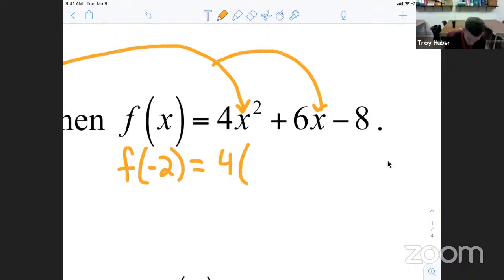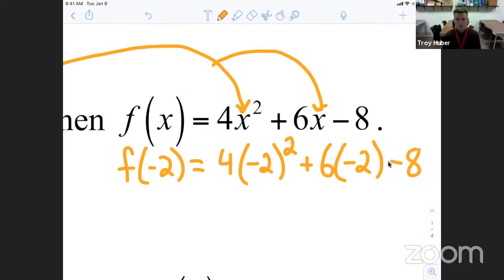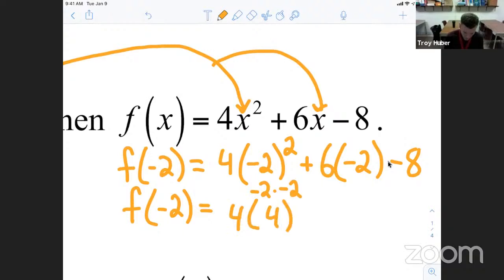So I have 4 times (-2) squared plus 6 times (-2) minus 8. Whenever I plug in a number, I always put it in parentheses just to show that that's what got plugged in. -2 squared is really -2 times -2, so that would give me a +4. So I have 4 times 4 plus 6 times -2, which should give you a -12. And then we have -8.